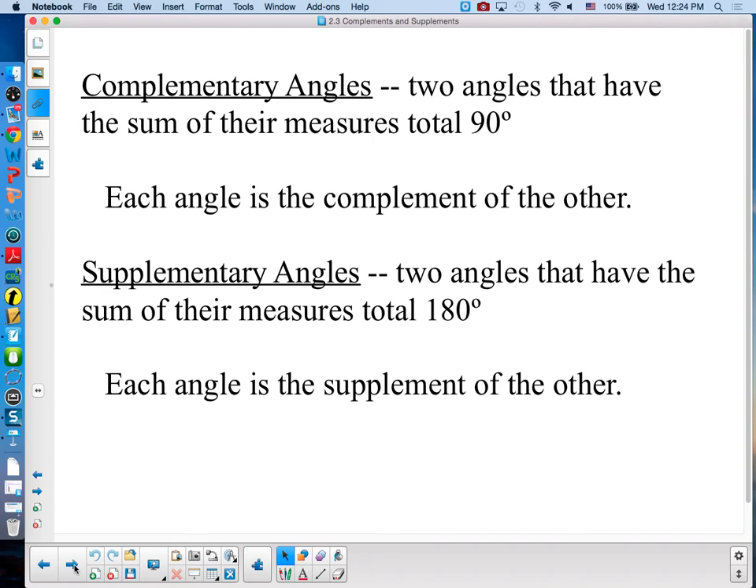What's the complement of a 90 degree angle? 90 plus 0 would be 90. So how about a 0 degree angle? Is there, well, I guess I'm thinking, yes, a 90 and a 0 degree add up to 90. What would a 0 degree angle look like? Would it be a ray?